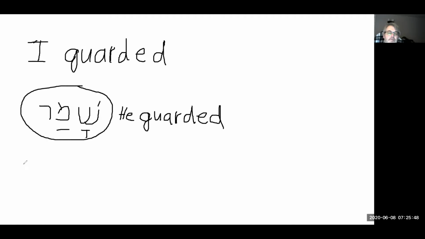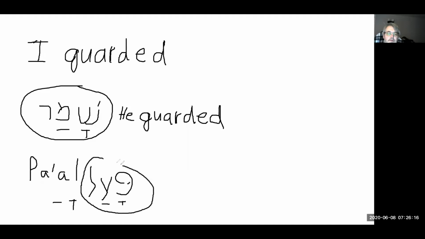And the vowel matches the pa'al, right? Because the pa'al has a kamatz and a patak vowel, right? So when you do pa'al, and it's an actual word in the scripture, you do kamatz and a patak, right? So the Hebrew word pa'al, use those same vowels and you get your past tense third person, he guarded, masculine, right?